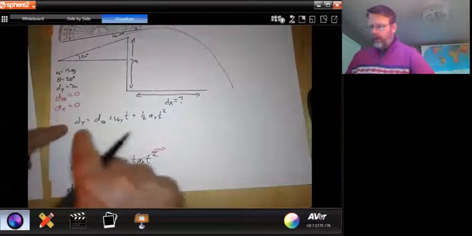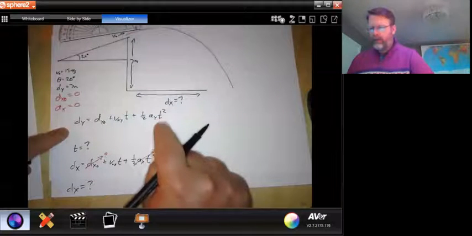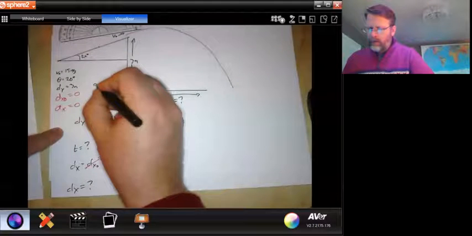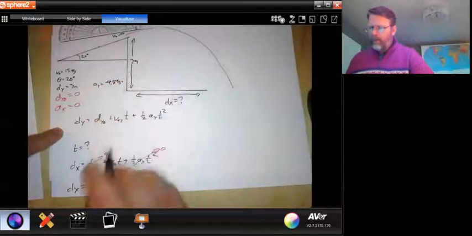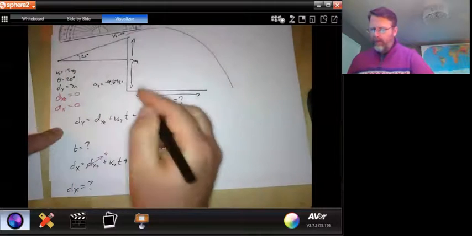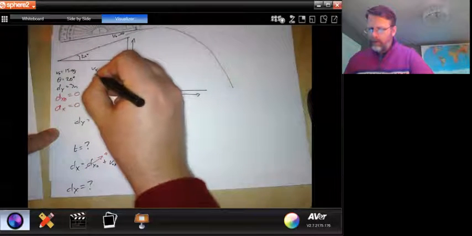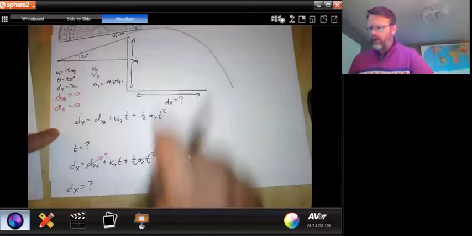We have almost no zeros in this one. That's what makes this one a more sophisticated question than some of the other times we've seen it. Other things we know: acceleration in the y is going to be negative 9.8. Then we're going to have to figure out both velocity in the x and velocity in the y. So we have to do this triangle to figure that out.